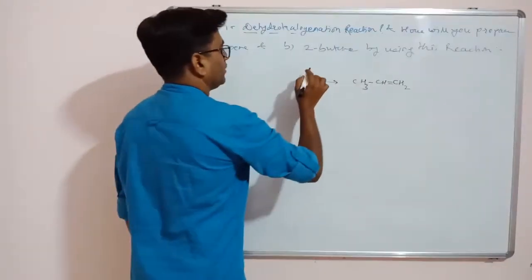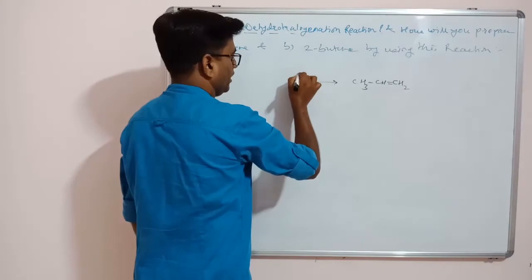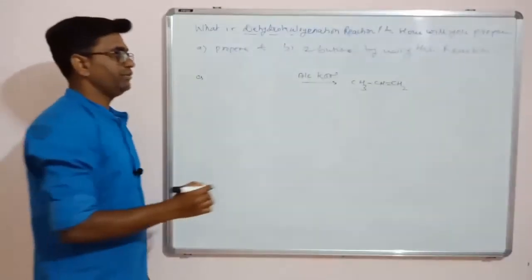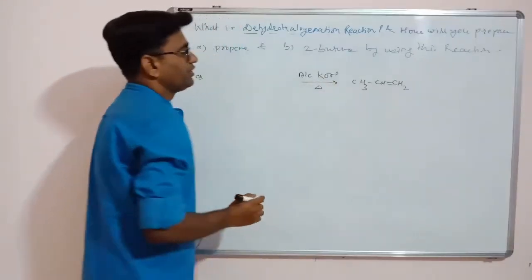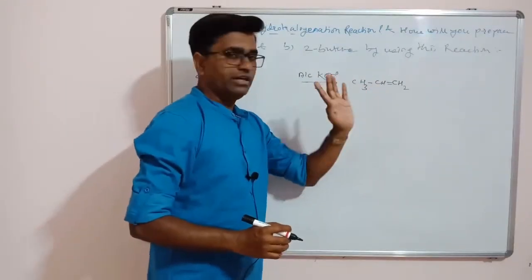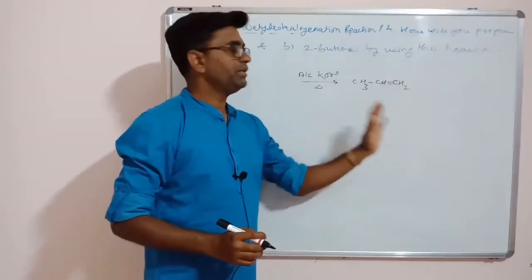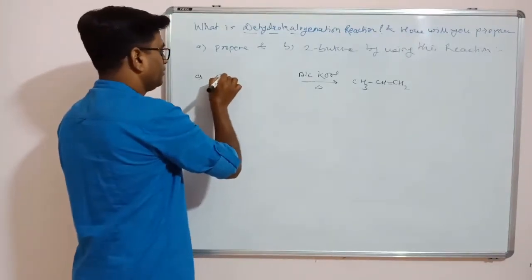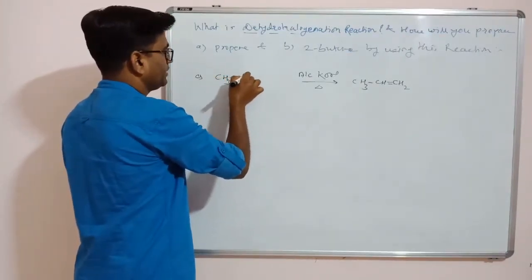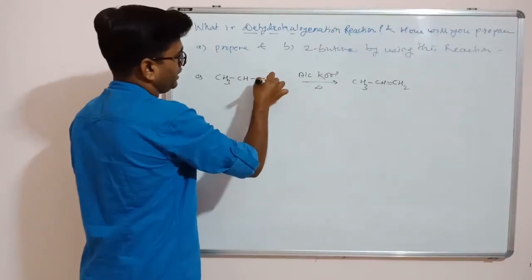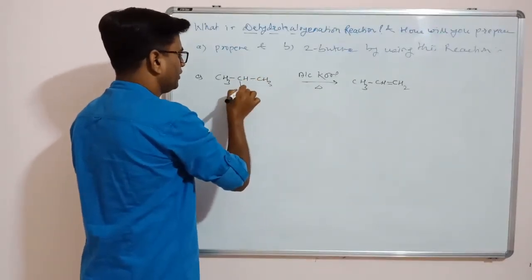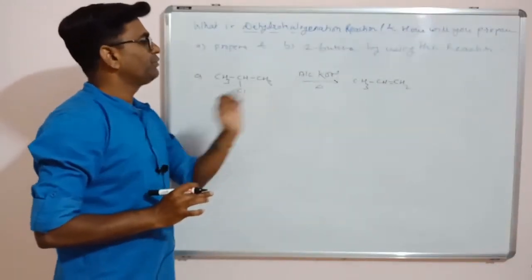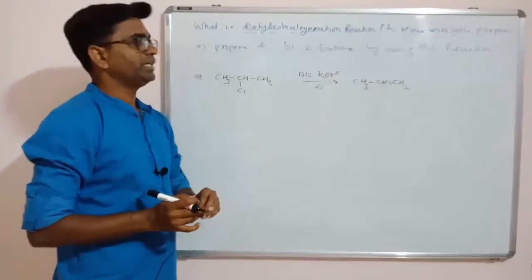Dehydrohalogenation. The reagent is alcoholic KOH and heat. It means that one carbon will have a halogen out of these two carbons and the next carbon will have hydrogen. For example, you will write CH single bond CH3, and here will be chlorine, bromine, iodine, anything. Suppose 2-chloropropane, then this will be the product, that is propene.